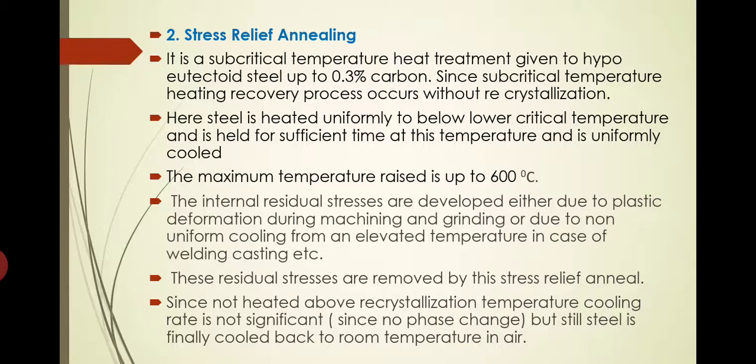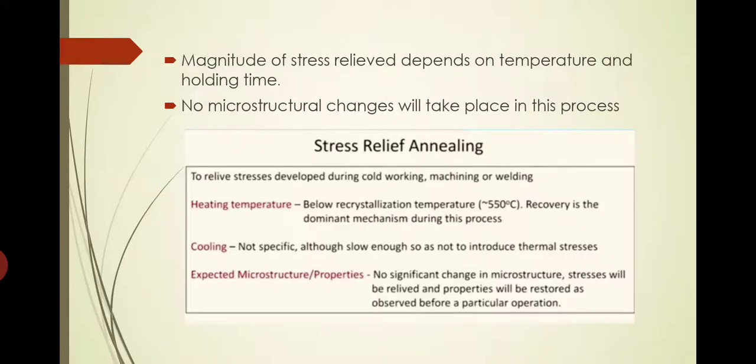So in that case, if slow cooling is there, then we will be getting coarse pearlite, otherwise fine pearlite, like that. But in the stress relief annealing, the heating temperature is below the critical temperature, which means no recrystallization is taking place. That means cooling rate is not having any importance for this particular process. Since it is not heated above the recrystallization temperature, cooling rate is not significant since no phase change is there, but still steel is finally cooled back to room temperature in air. Mostly air cooling we will be preferring.